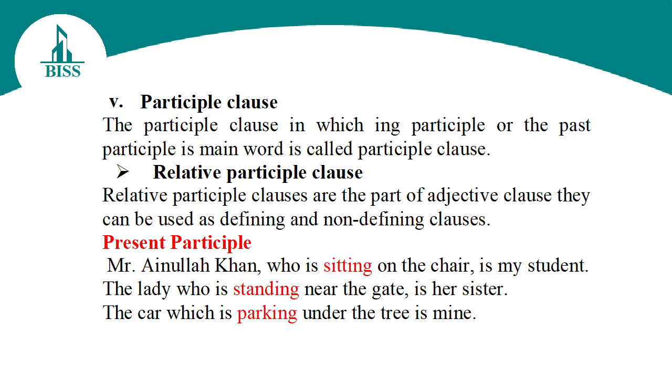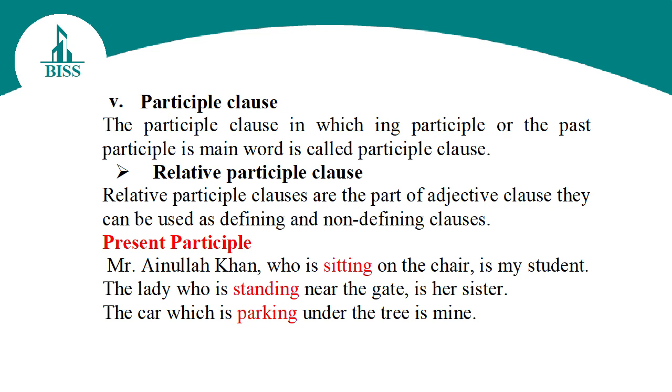Participle clause is the fifth kind of dependent clause. Participle clause. The participle clause in which the ing participle or the past participle is the main word is called a participle clause. There are two types of participle clause. The first type is the relative participle clause. Relative participle clauses are part of the adjective clause. They can be used as defining and non-defining clauses.